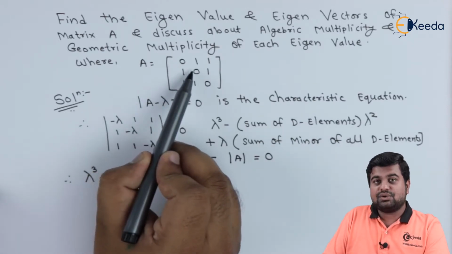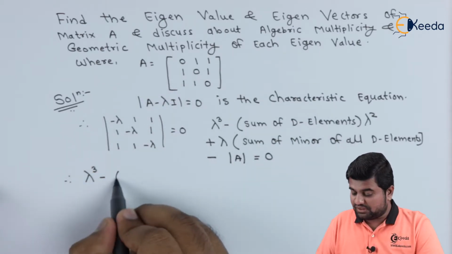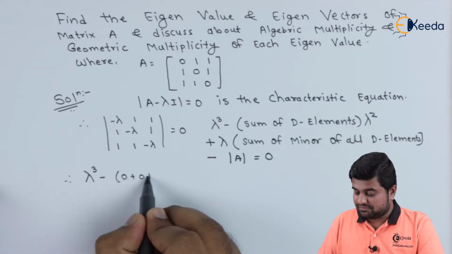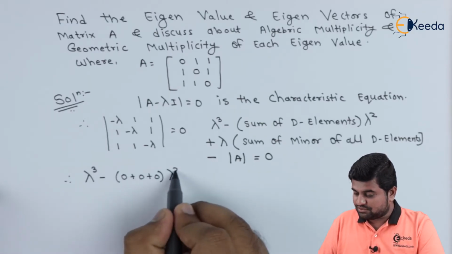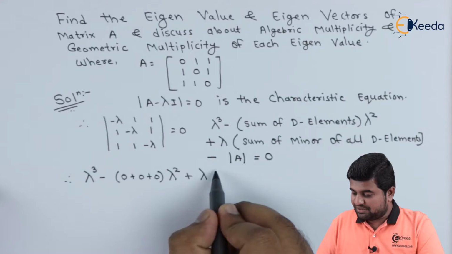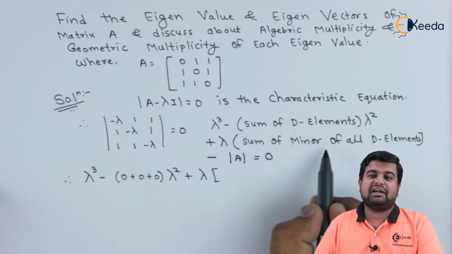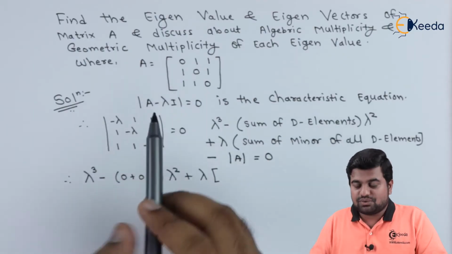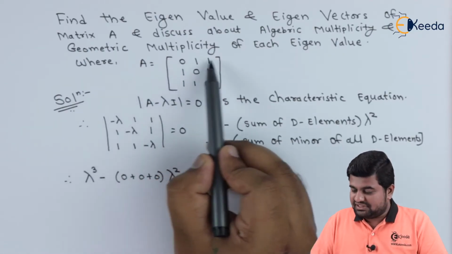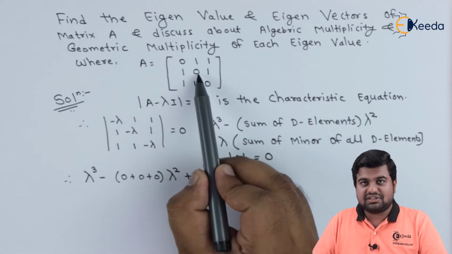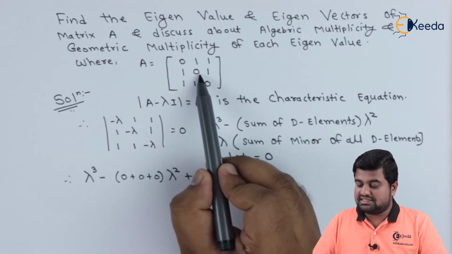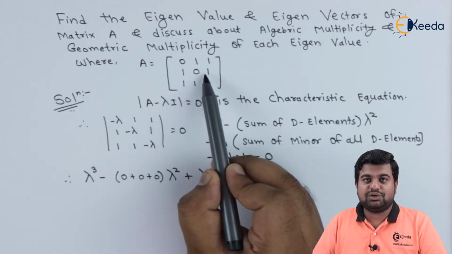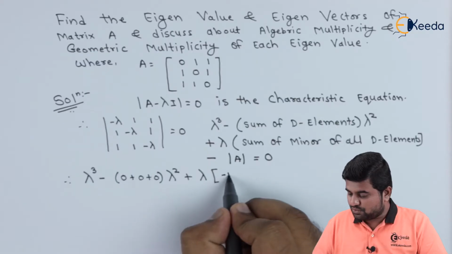I can see 0, 0 and 0, and that is what the addition is all about, into lambda square plus lambda into the sum of minors of all the diagonal elements. So let us focus upon this 0. I leave this row and this column and I am left with 0 1 1 0. So that is 0 into 0 minus 1 into 1, which is minus 1.